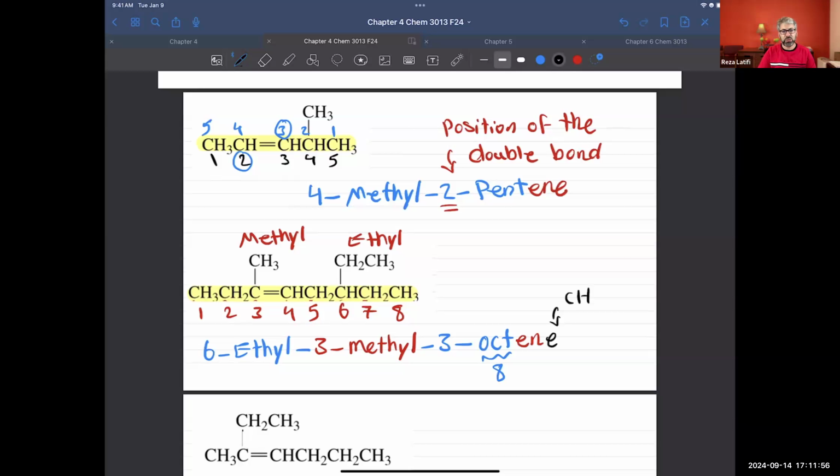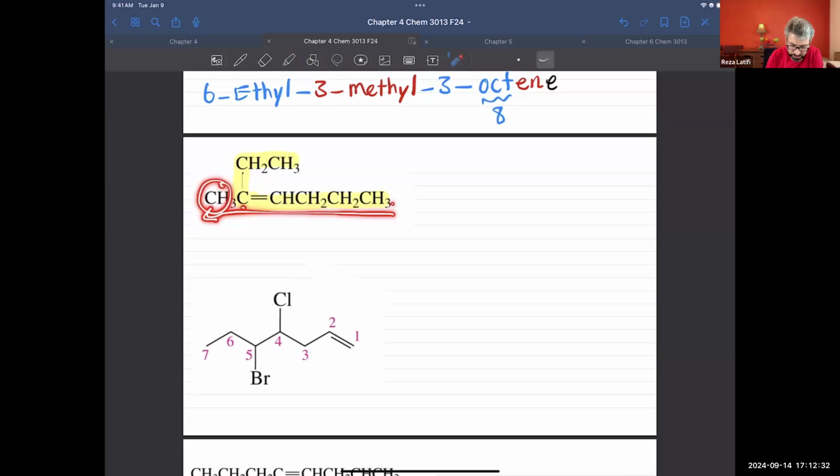Let's go through these 2 examples. The question is, should we choose this one as the main chain, or should we go this way? This is going to be the correct one. Why? Because it's including the double bond, and also it has more carbon. If you go in this direction, you will have just 1 carbon after the double bond. But if you move in this direction, you will have 2 carbons there. So this is going to be the correct one.